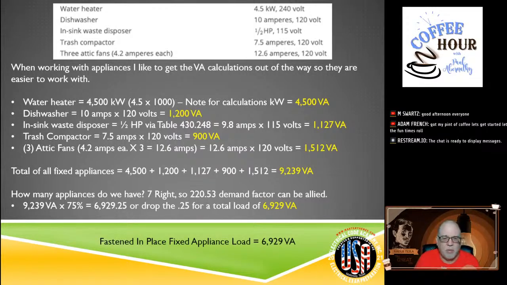Dishwasher, we already did it. 10 amps times 120 is 1,200 VA. In-sink waste disposal, we had to go hunt for that FLC. When we found it, that was 9.8 amps, and we do that times 115 because that's the value that they gave us. And so that is 1,127. The trash compactor is 7.5 amps times 120 volts. That's 900. We already did that. And of course, we did the three attic fans at 12.6 amperes times 120. So that is 1,512 VA. So we already did these earlier.